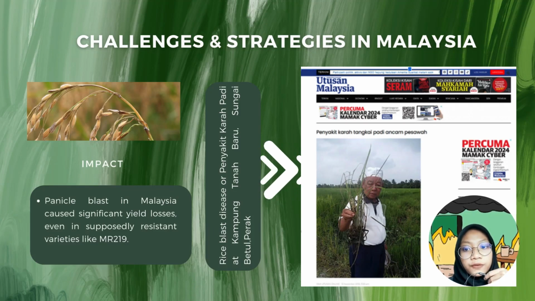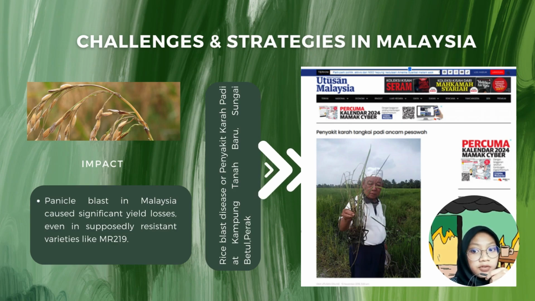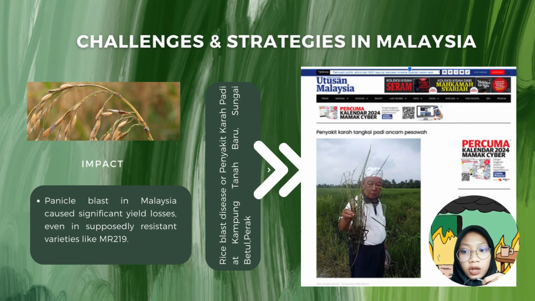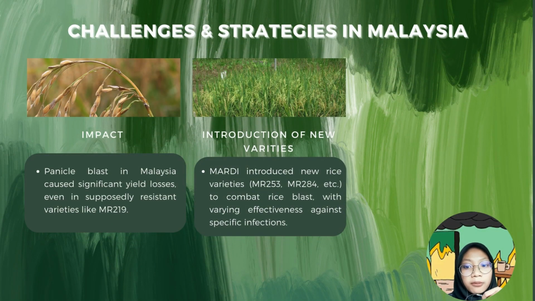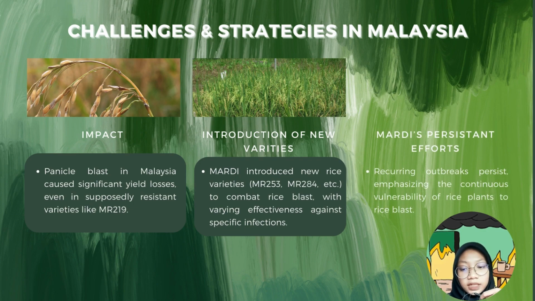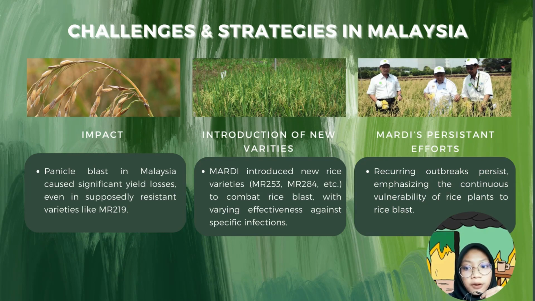So in Malaysia, the focus is on addressing the challenges with panicle blast impacting the rice yield, even in resistant varieties like MR219. These issues have caused substantial losses, prompting a need to explore ways of combating its complexities. To counter panicle blast, MARDI has introduced new varieties like MR253 and MR284, each designed to combat the disease. Despite the effort, recurring outbreaks persist, highlighting the ongoing vulnerability to rice blast in the region. MARDI's persistent effort underscores a commitment to finding a sustainable solution.